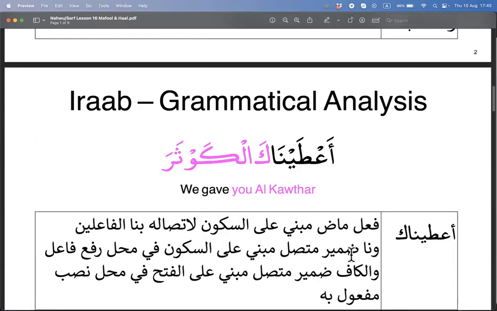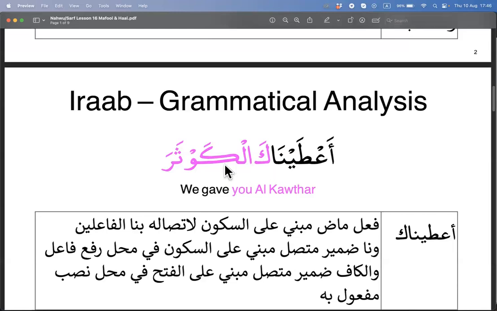Ataina here is fi'il madi mabni ala sukun litisalihi bina al fa'ilina. The na itself is domir muttasil. You can say mabni ala sukun because the last letter is alif. So sukun there. Fi mahali rafa fa'il. And then the kaf is domir muttasil mabni ala al-fath. Fi mahali nasab because it's the maf'ul bihi.